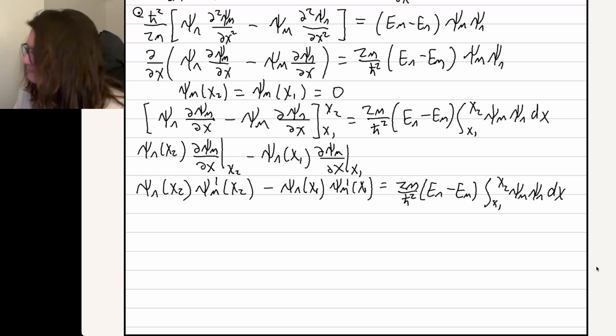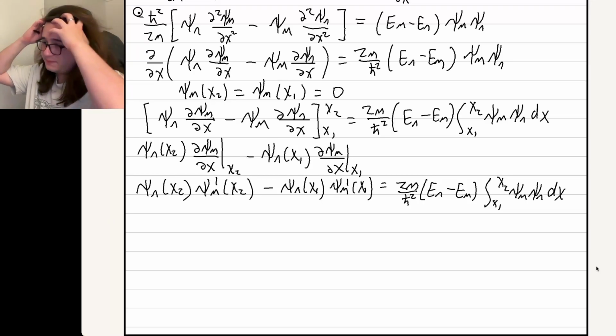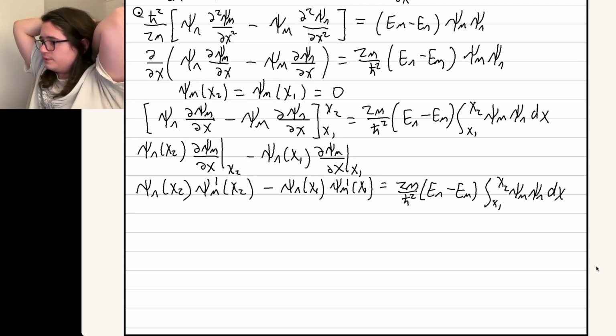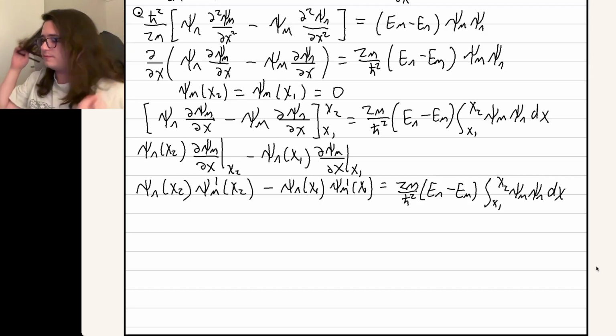Right there. Part C is a bit subtler. So we have the information that psi 1, okay, we have the information that x1 and x2 are adjacent nodes of psi m, right?